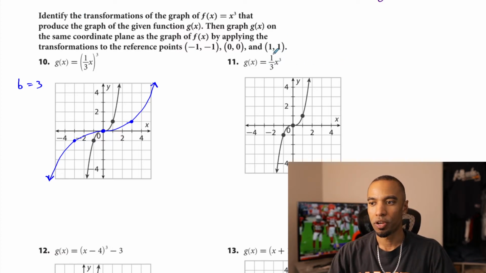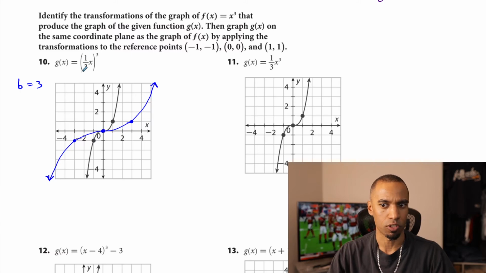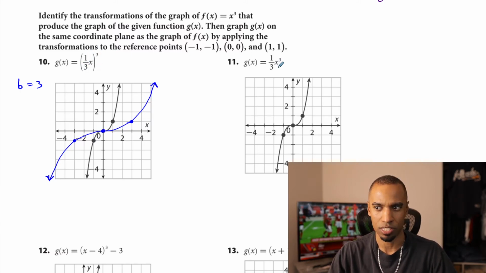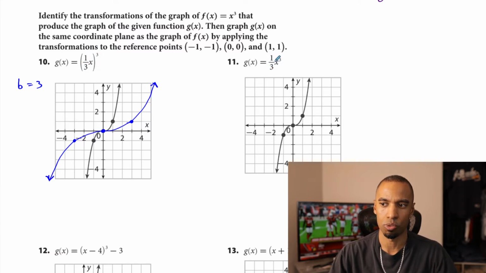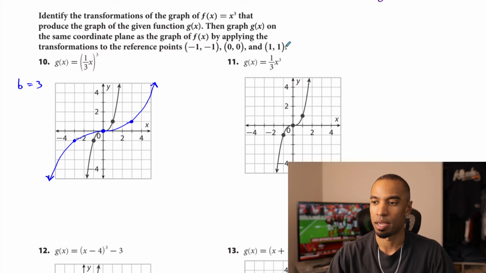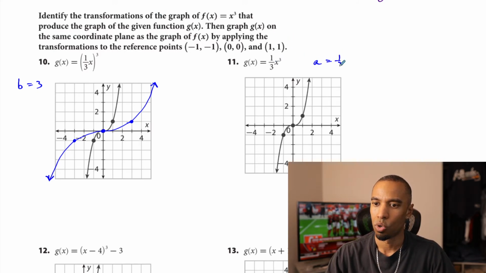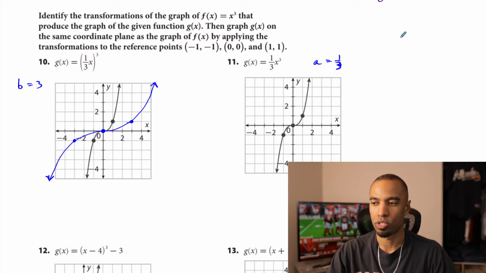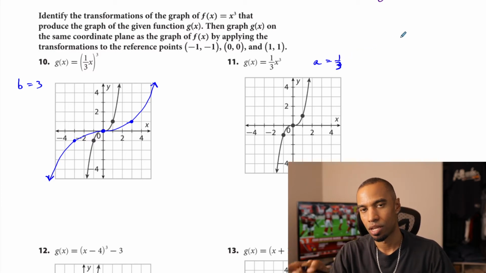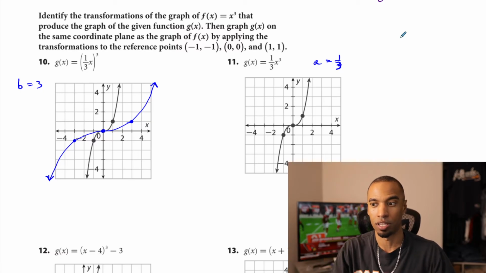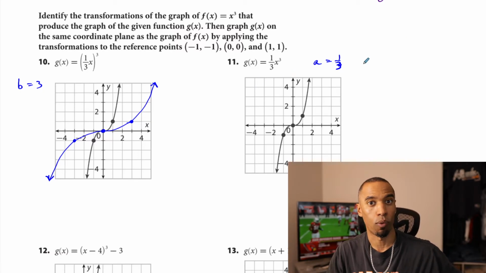All right, now 1/3 here. And what's the difference? There's a huge difference. The 1's in parentheses, which means the whole thing gets cubed. The 1/3 here is not getting cubed. This is like our a value this time. This is an a of 1/3, which means, and it is 1/3, it's not 3, that we are going to vertically compress by a factor of 3. Everything is going to become 1/3 of what it was before.